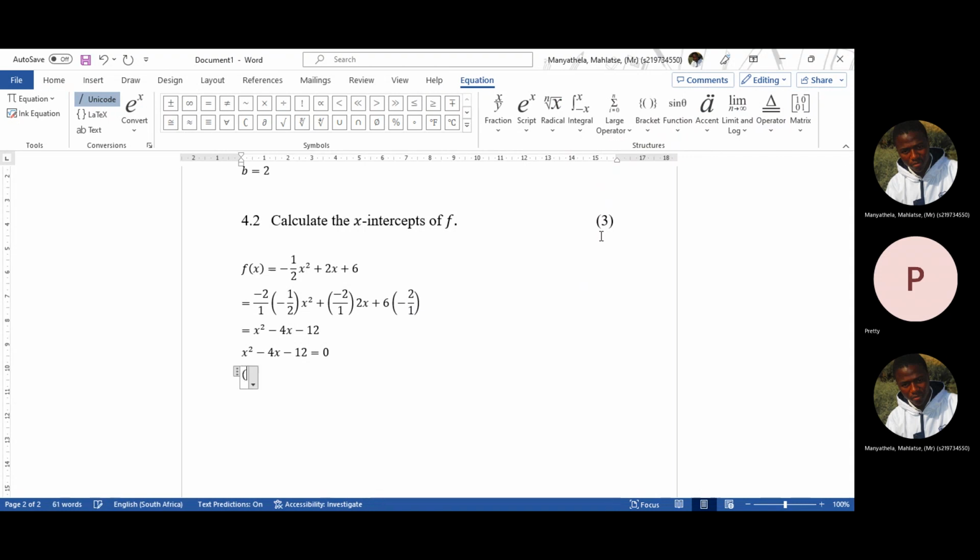So factorize: the factors of x squared are x and x. We use a minus sign in one bracket and a plus in the other, because looking at minus 4x and minus 12, we need a minus and a positive inside the brackets. It doesn't matter which one is which. So we look for factors of 12 that, when we add them, give us 4.